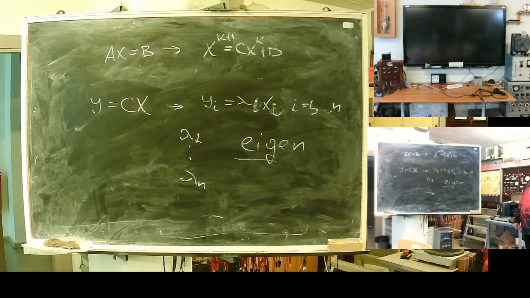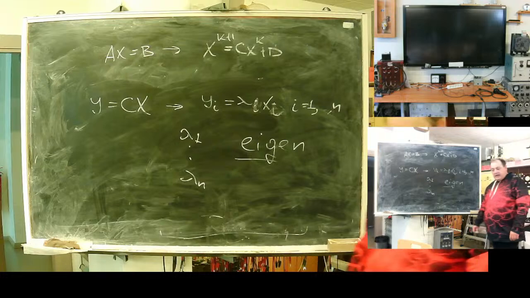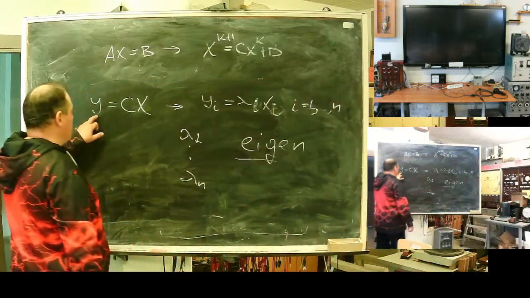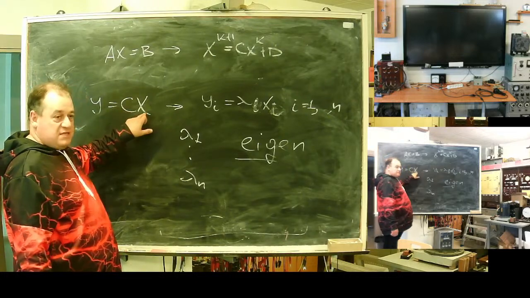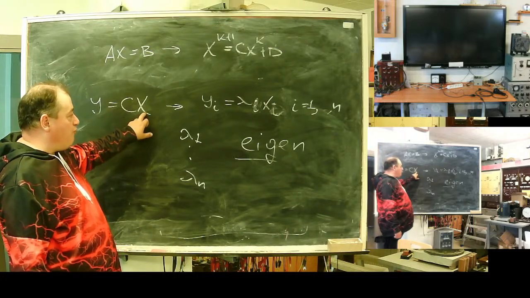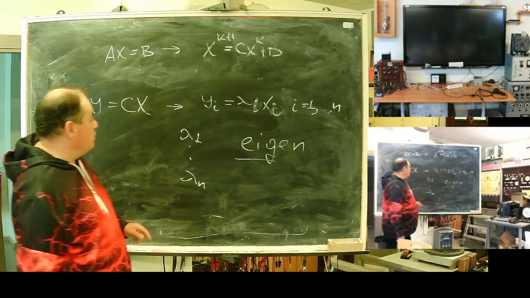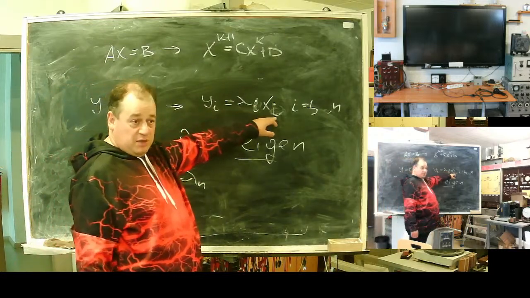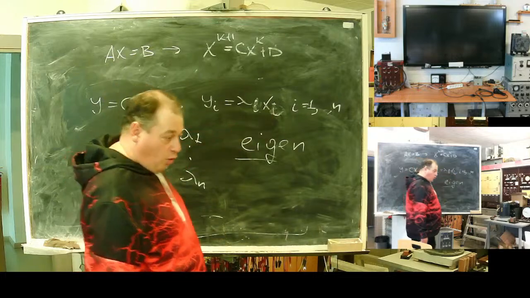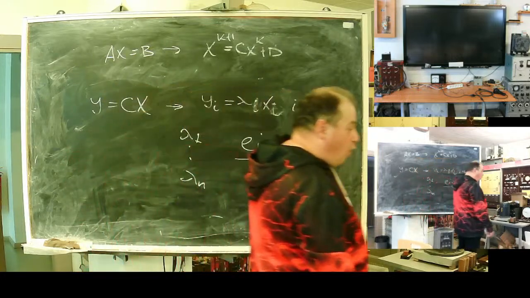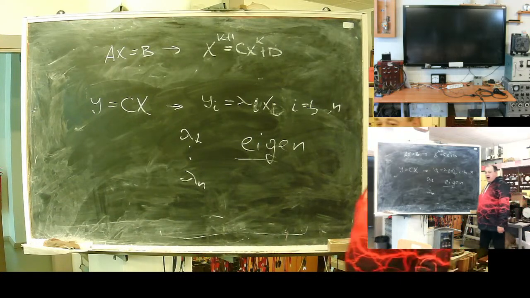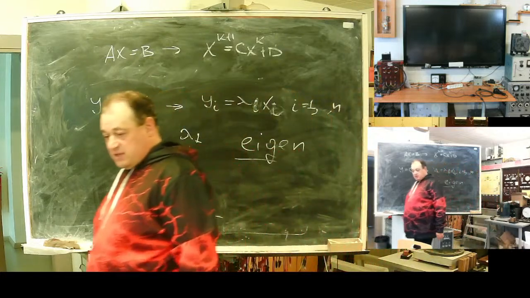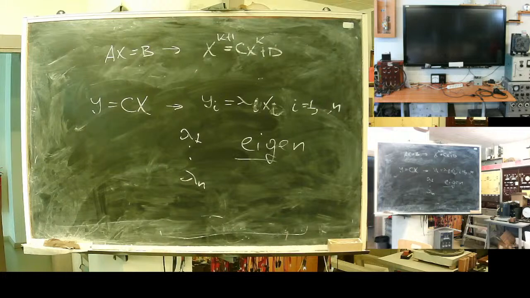Sir, can you repeat this one? Once more. I have vector x as a result of the product of matrix C and vector x. If it is possible to find numbers, so y will be this lambda multiplied by x. These numbers are the eigennumbers of the matrix C. And x will be the eigenvector. Eigennumbers.